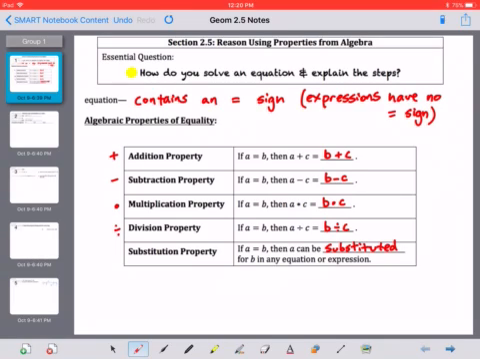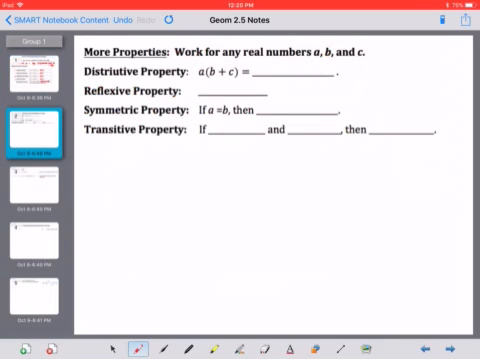All right. Let's look at a few more properties. These are probably familiar. At least the distributive property probably is. That tells us if you have A in front of this quantity B plus C, you can take that A value and distribute it and say A times B plus A times C. So you can multiply both of those by the number in front.